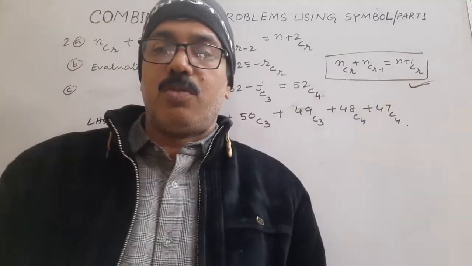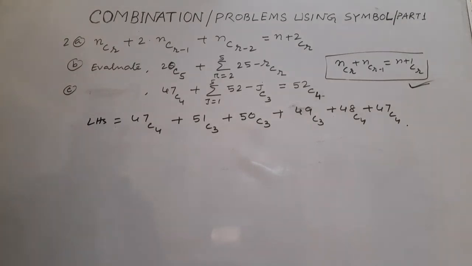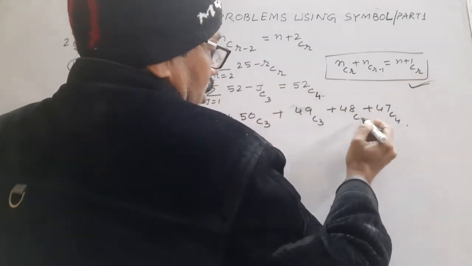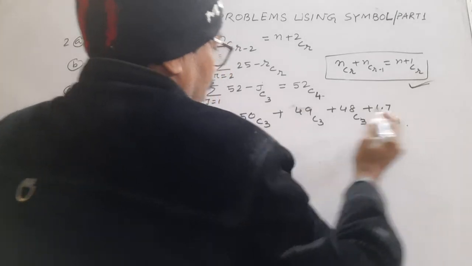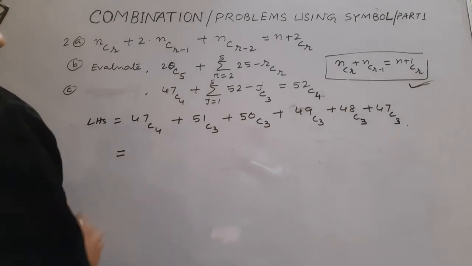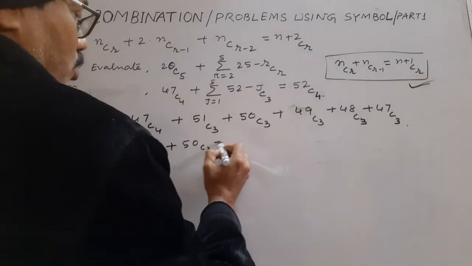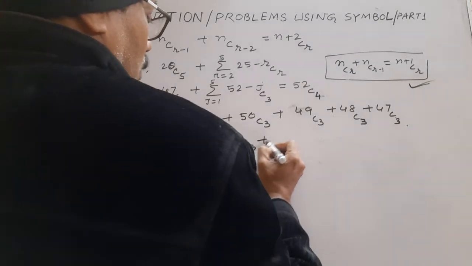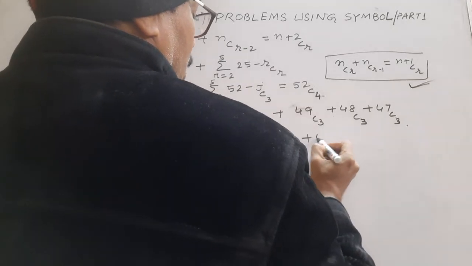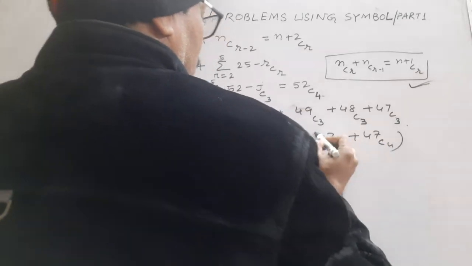Now we try to use this formula. Upper suffix same, lower suffix differ by 1. So look, this one is 3, sorry, this one also 3. This 3 is fixed. So 51C3 unchanged, 50C3 unchanged, 49C3 unchanged, 48C3 unchanged. This is 47C3 plus 47C4. This one.